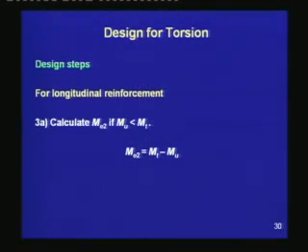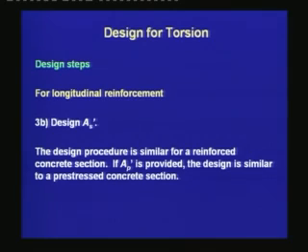The third step is to calculate the other equivalent moment Me2 if Mu is less than Mt. Me2 is equal to Mt minus Mu. Thus, if the torsion is substantially high, there is a chance of a negative bending failure, and in that situation we need to calculate Me2 and design for Me2. Design As prime for Me2. The design procedure is similar to that for a reinforced concrete section. If Ap prime is provided, the design is similar to a prestressed concrete section.